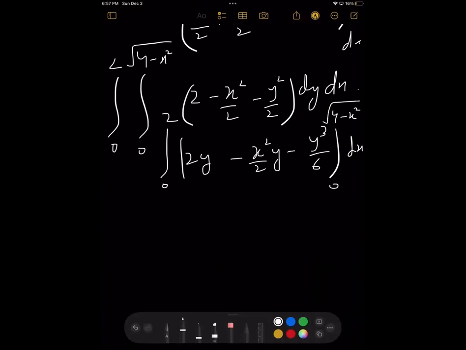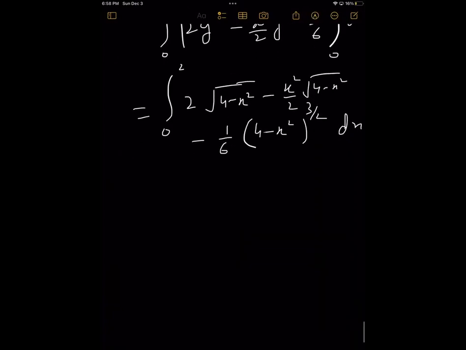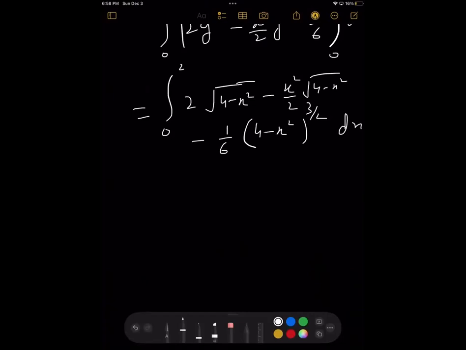So this will be equal to 2 into the square root of 4 minus x squared, minus x squared by 2 times the square root of 4 minus x squared, minus y cubed, so 1 over 6, 4 minus x squared to the power 3 by 2, dx, 0 to 2. So what I will get as the answer, it's going long, but I can tell you the answer is pi.